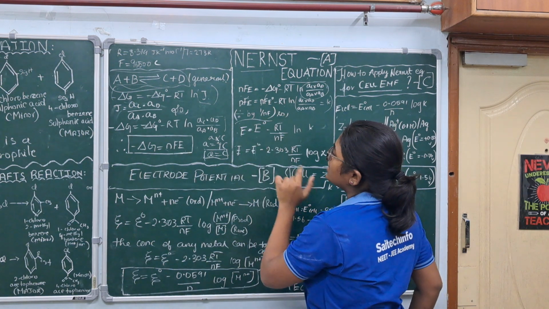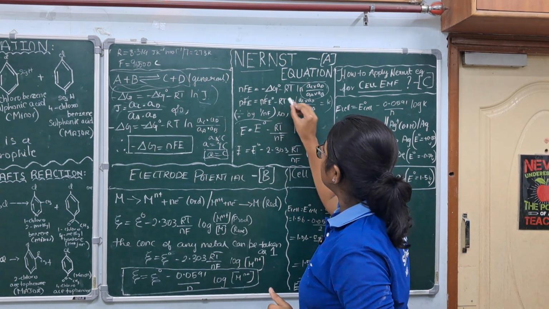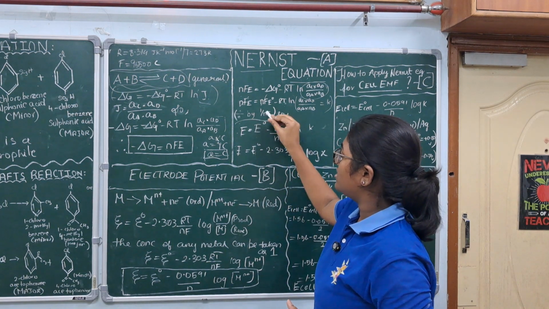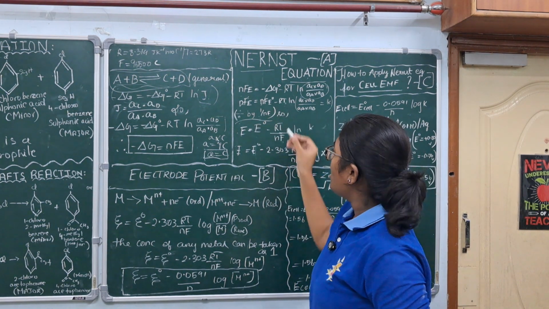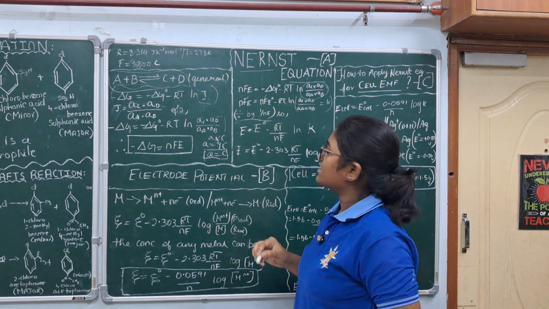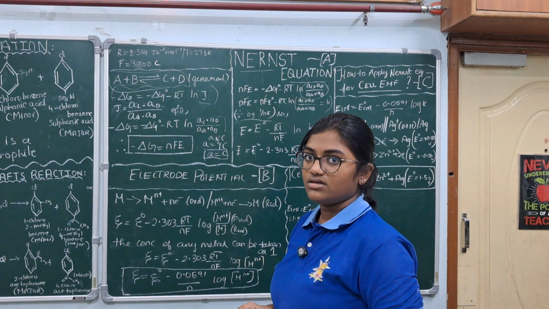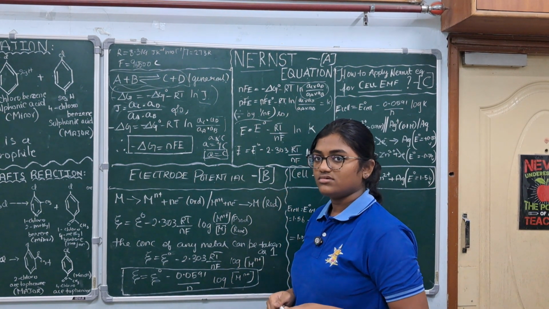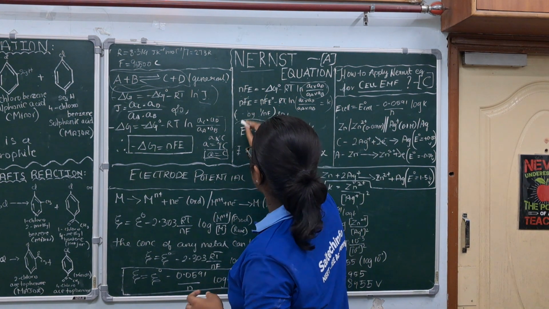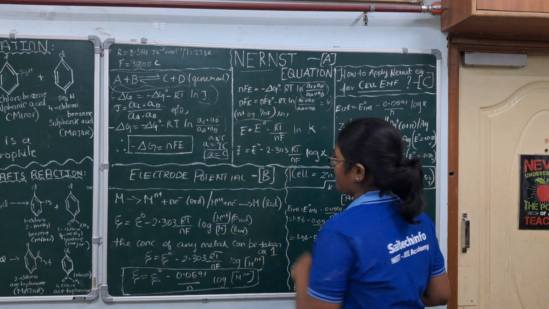So E is equal to E naught minus RT by nF. We are multiplying by 1 by nF. You have to either say multiplying by 1 by nF or dividing by nF.